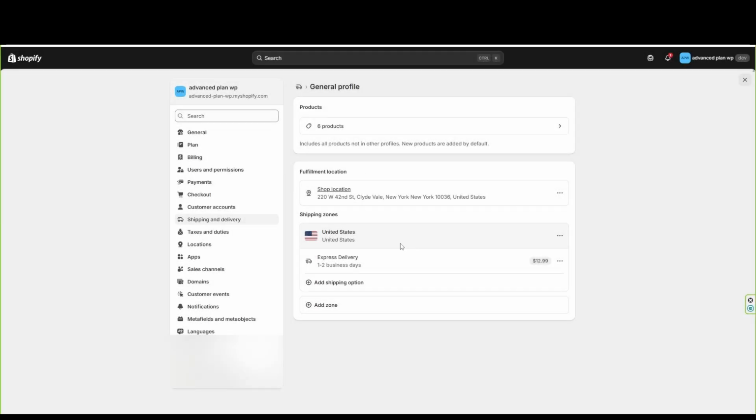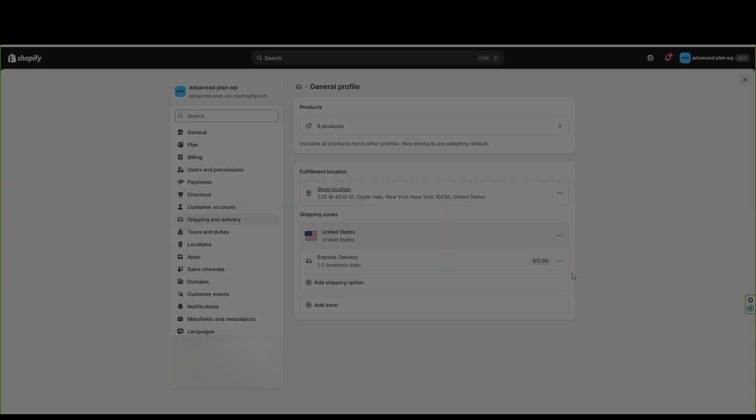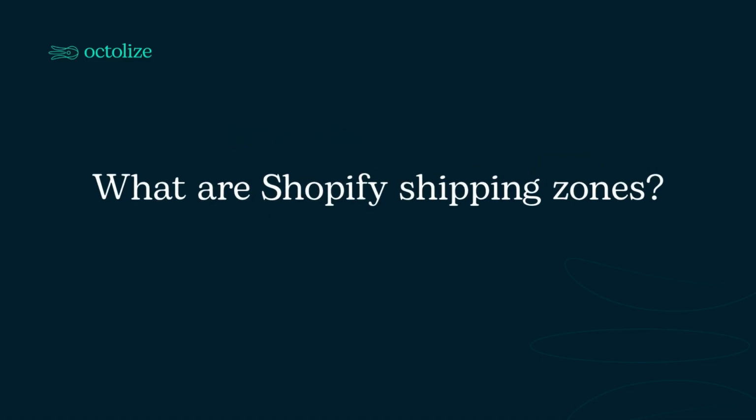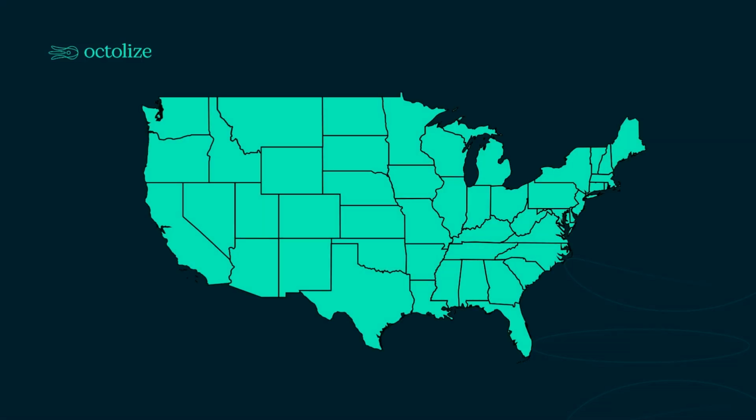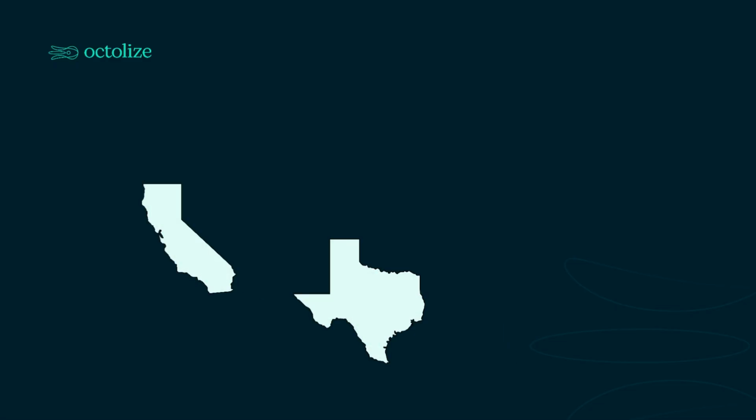Today, I'm going to show you how to set up and organize shipping zones in Shopify so you can avoid unexpected costs for both you and your customers. A shipping zone is a geographic area where a specific set of shipping methods and prices applies. In Shopify's default settings, zones can be as broad as entire countries or as targeted as specific regions or states. So let's jump right in and create our first shipping zone.